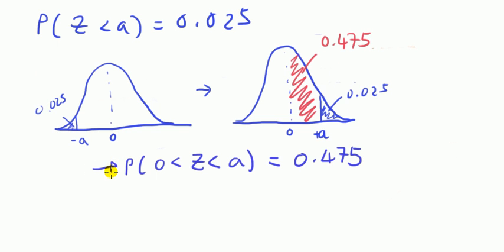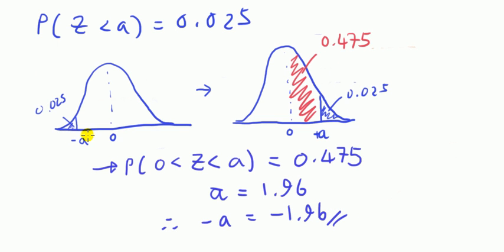Well, we have already just solved this in the first part of the question. That was our first question. That came to 1.96, but we're after the negative value, so negative a is minus 1.96. And that gives us this figure.